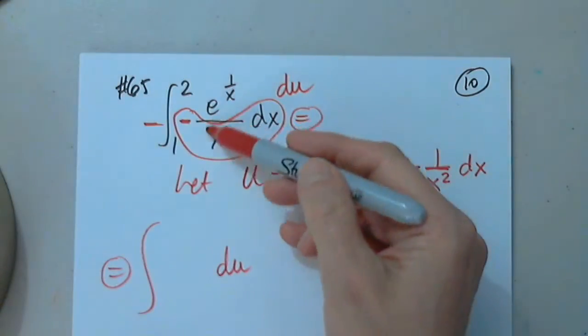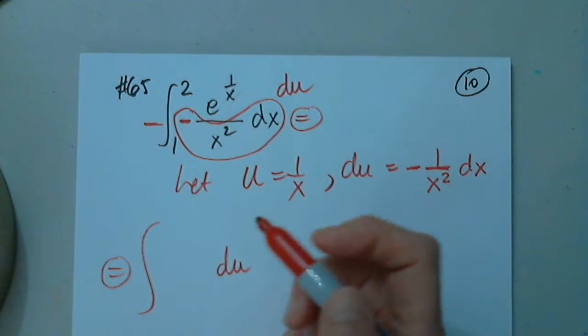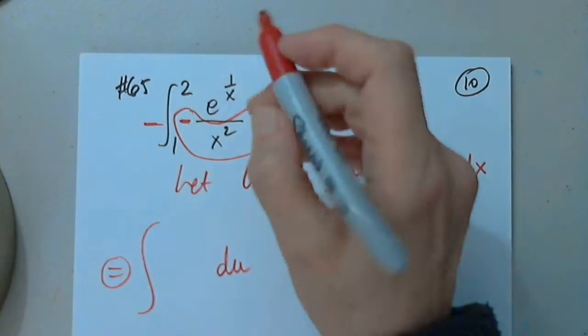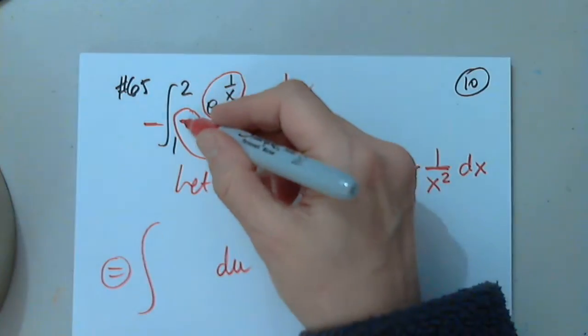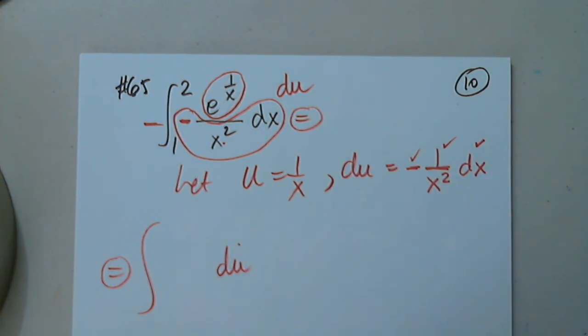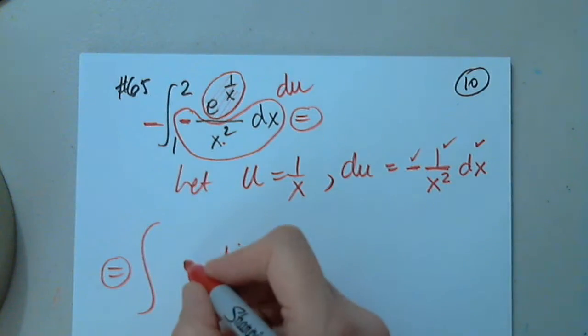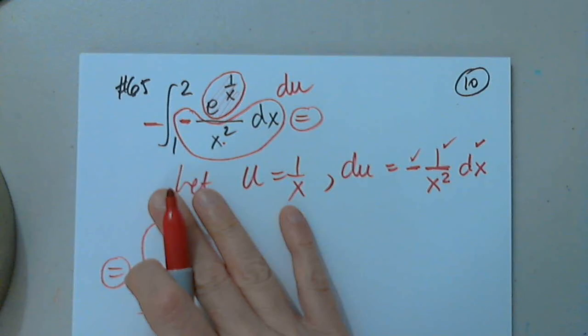So then what is this? And I'll put it here. E to the u over. I need to replace this. I already have the u, the negative, the x squared, and the dx. All pieces are there. I only need to replace this. Would it be e to the u? Exactly. That's all. Do not copy the limits of integration, please.